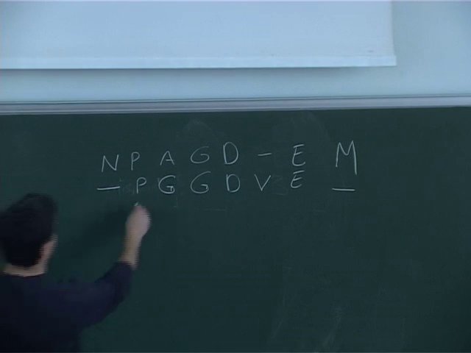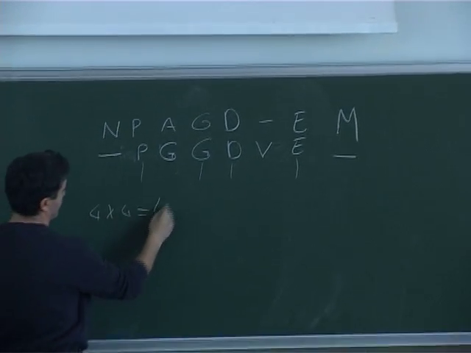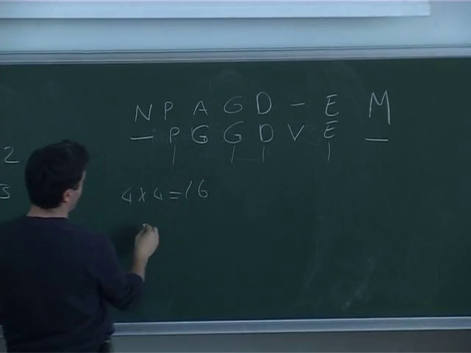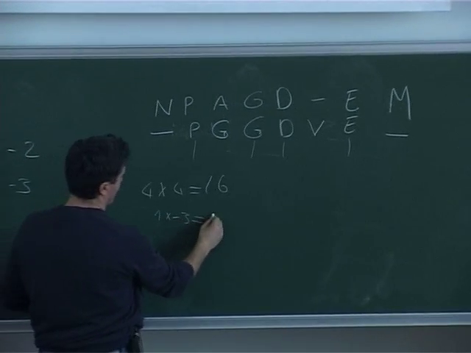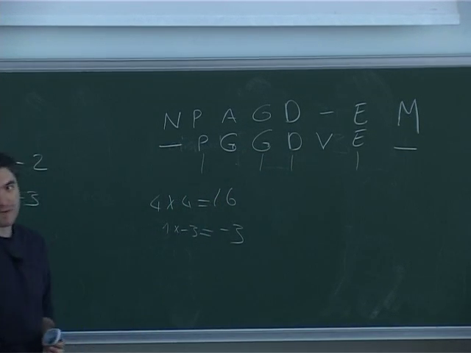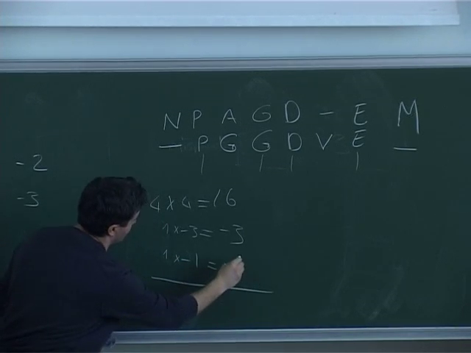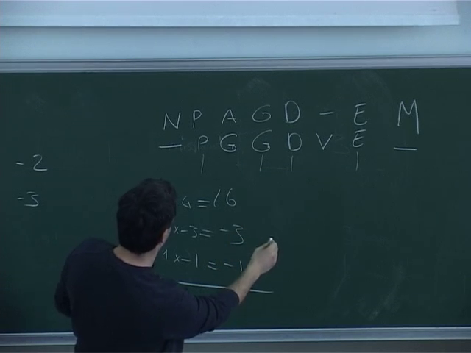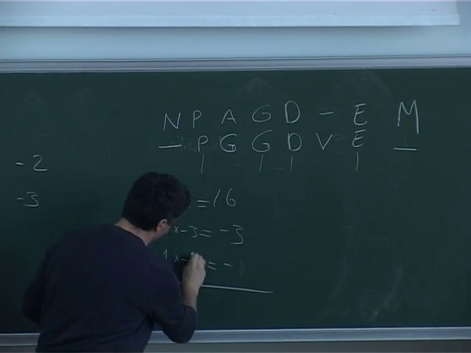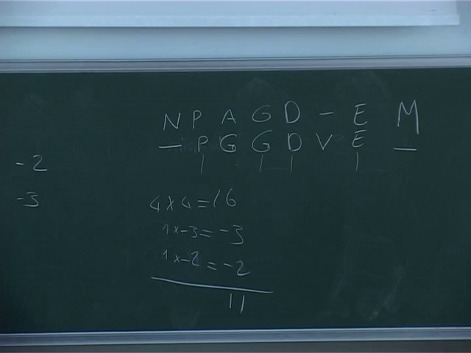Okay, how many matches we have? 1, 2, 3, 4 matches. 4 times 4 is 16. I have 1 mismatch. 1 times -3, -3. And I have 1 non-terminal gap. And if you sum all these up, actually, do I have 1? Yeah, it was -2, it's not -1. Thank you for that. So it's going to be 11. Okay, so we also verified the score, and it's correct. Okay, so the table is filled in correctly.